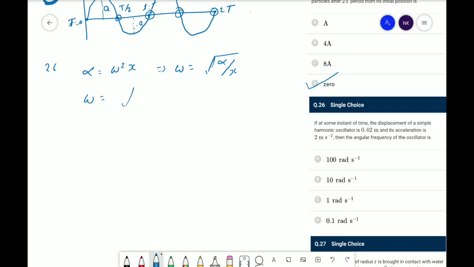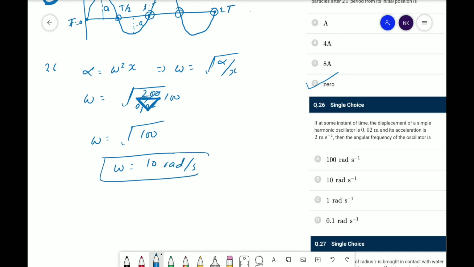Now alpha is given as 2, x is 0.02. If we cancel out the point, it will be 100. Hence omega is equal to root 100. Hence omega is equal to 10 radian per second. Okay, so this is the correct answer, that is 10 radian per second.